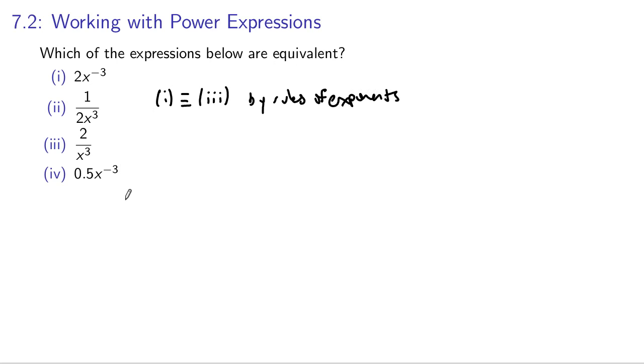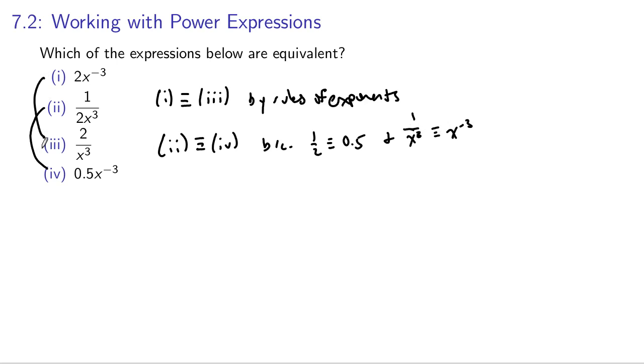What about 4? We have 0.5, which is 1/2 x to the negative 3. Well, that's the same as 2. So 2 is equivalent to 4 because 1/2 is equivalent to 0.5, and 1 over x cubed is equivalent to x to the minus 3. Okay, so 1 and 3 are equivalent, and 2 and 4 are equivalent.